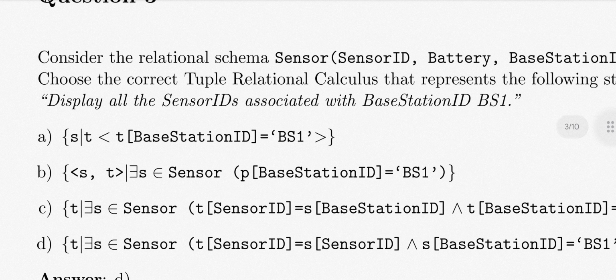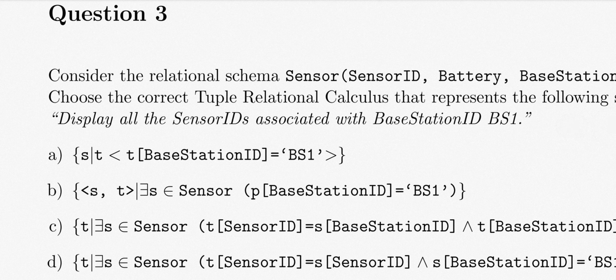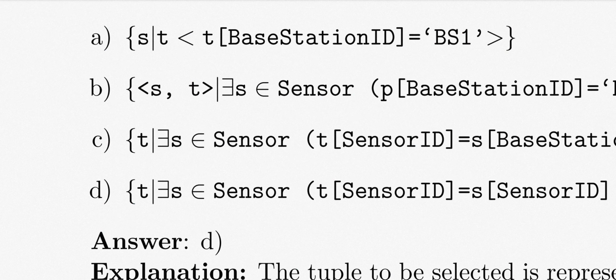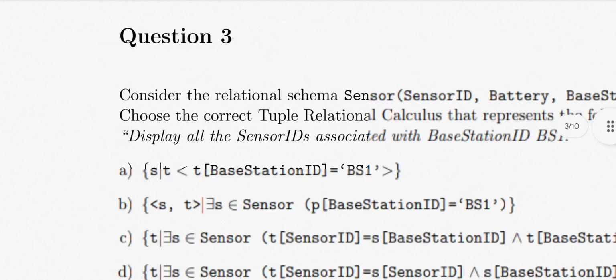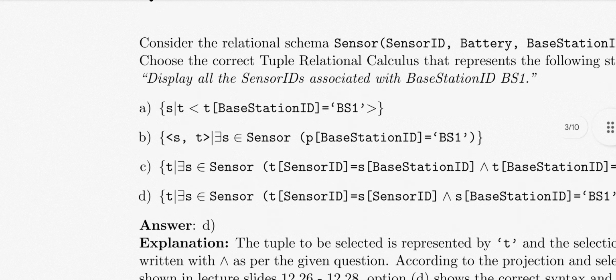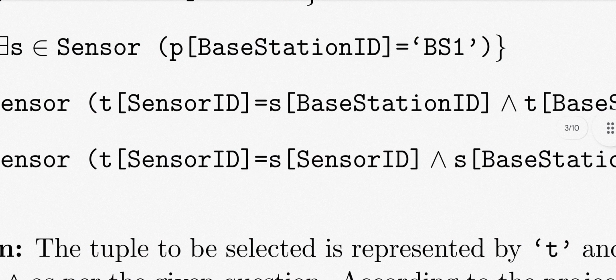Then the selection is done as display all sensor IDs associated with base station ID equal to BS1. So there exists some S such that S is in the sensor table. Such a selection exists in the sensor where the tuple's sensor ID should be equal to the selection's sensor ID. So the option will be D. T of sensor ID should be equal to S of sensor ID.